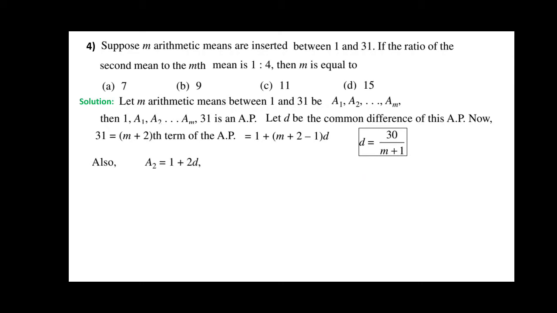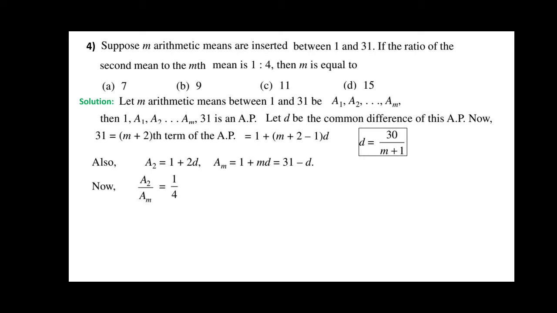Now let us consider A2, which is 1 plus 2d, because we have to find the ratio of the second mean to the mth mean. A2 is the second mean. Therefore A2 can be written as 1 plus 2d, because A2 is the third term here, where 1 is the first term. Similarly, Am can be written as 1 plus md, and this Am is the second term from the last, so if we subtract d from 31, we will get the Am value. Therefore Am is also equal to 31 minus d.